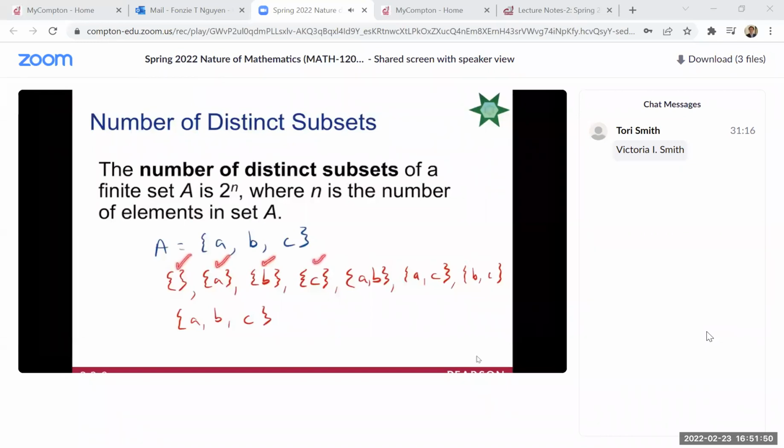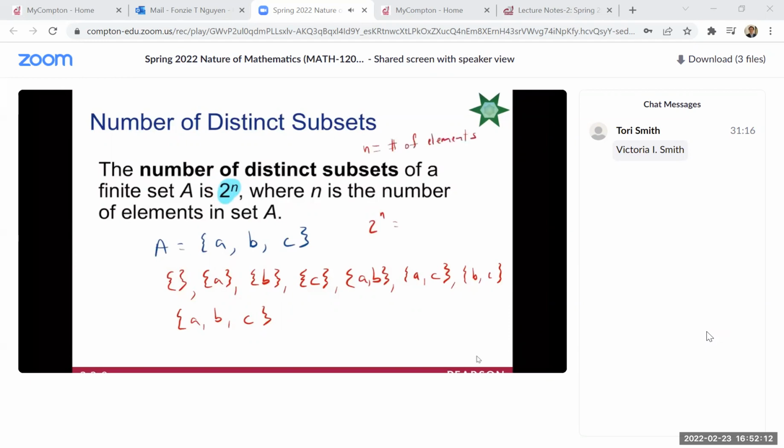1, 2, 3, 4, 5, 6, 7, 8. So that's how you figure it out. But the easier way is there's a formula, 2 to the nth power, where n is the number of elements.